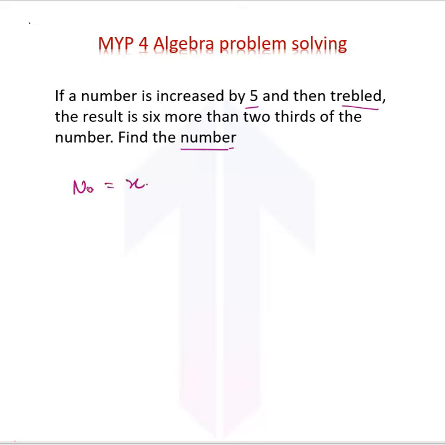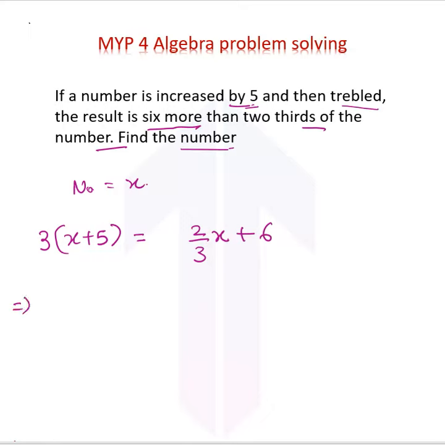So if the number is x, it is increased by 5. That means x plus 5. And then trebled means you have to multiply this by 3. What is the result? It is 6 more than 2/3 of the original number. So it is equal to 2/3 of the original number, that is 2/3 of x, and 6 more than that, plus 6. So we have formed our equation.